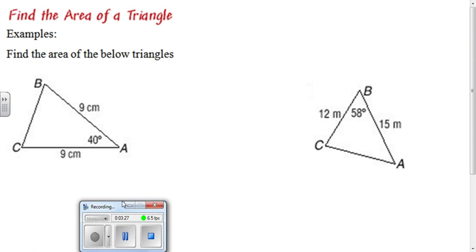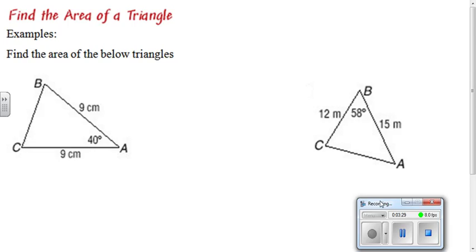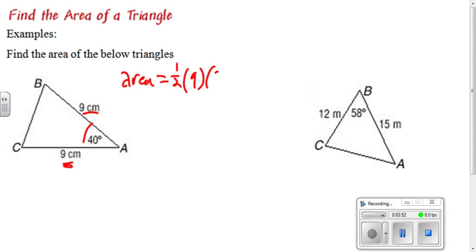If we have, in our first case, the triangle ABC, with AC being 9 centimeters, AB being 9 centimeters, and angle A being 40 degrees, again, we just punch that in and say area of the triangle equals 1/2 times 9, which we got from this leg, times 9, which we got from this leg, times sine of the angle in between them, which is 40.